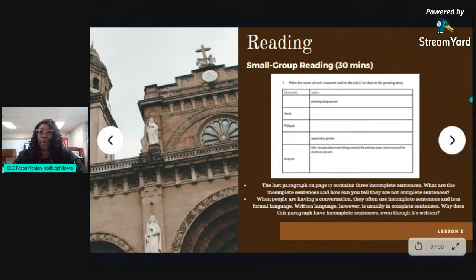After the students read page 17, they're going to begin completing the chart for question number 2 on activity page 2.2. The teacher will tell them that they'll fill in more information on Jacques later after they learn more about all his jobs, because that's what they're doing here, writing the name of each character and/or the jobs he does in the printing shop. The teacher's also going to follow their completion of that chart by asking some more literal and inferential questions, which are listed here at the bottom.